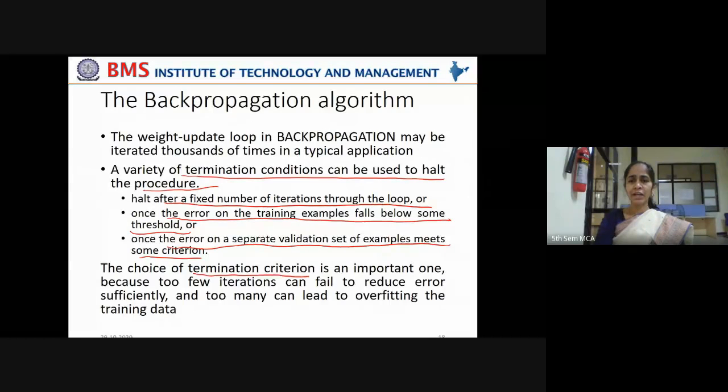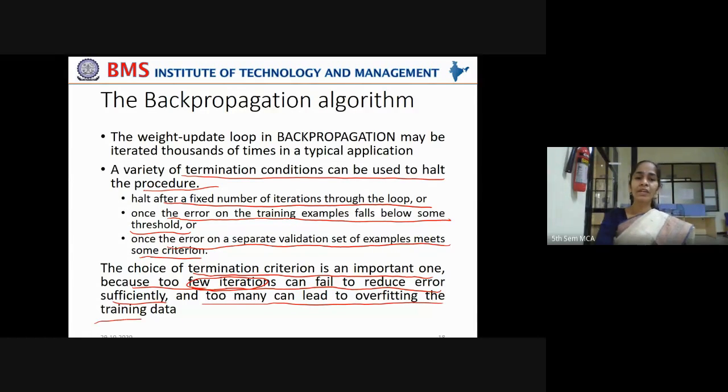So the choice of termination criterion is an important one, because too few iterations can fail to reduce the error sufficiently. If you stop with very few iterations, then it can't learn better. If it doesn't learn better, it can't reduce the error in the predictions. So the error will be more if there are very few iterations to adjust the weights. You should be very careful while making this choice, because prediction error may be too high with very few iterations. Or if there are too many iterations, what will happen?